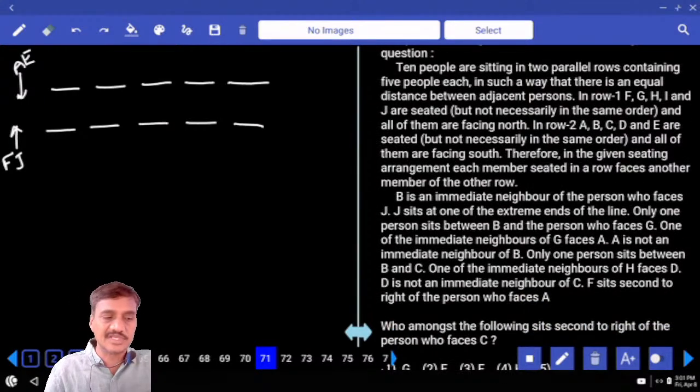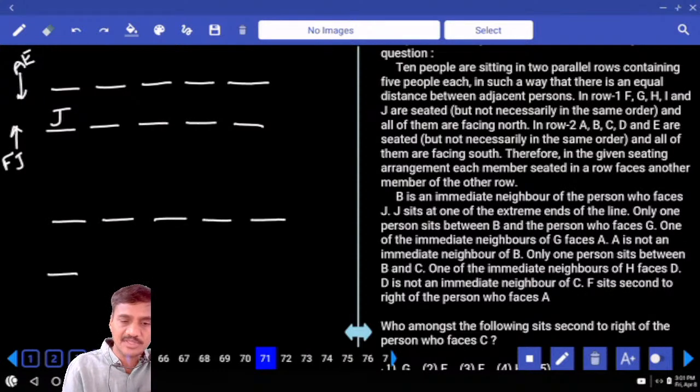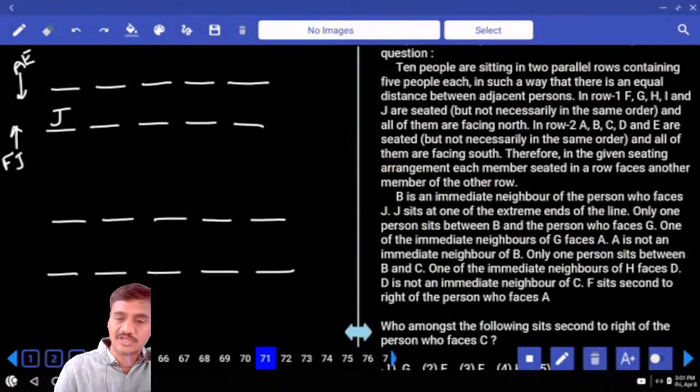J sits at one of the extreme ends of the line. How many possibilities? 2 possibilities. J can be either at the left extreme or at the right extreme. Hence 2 possibilities here.